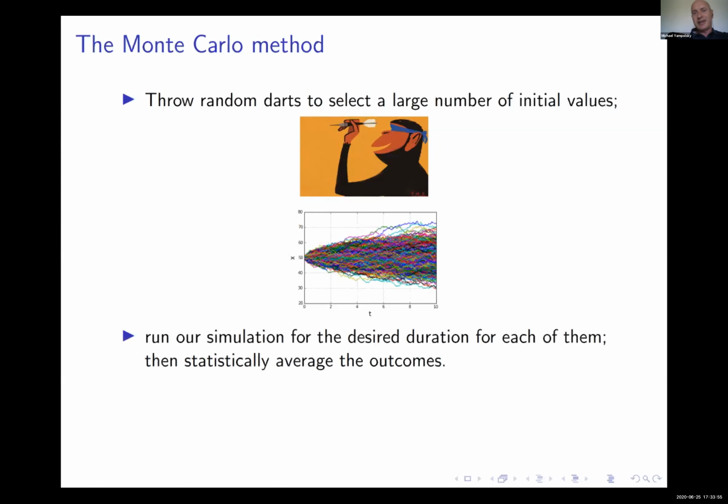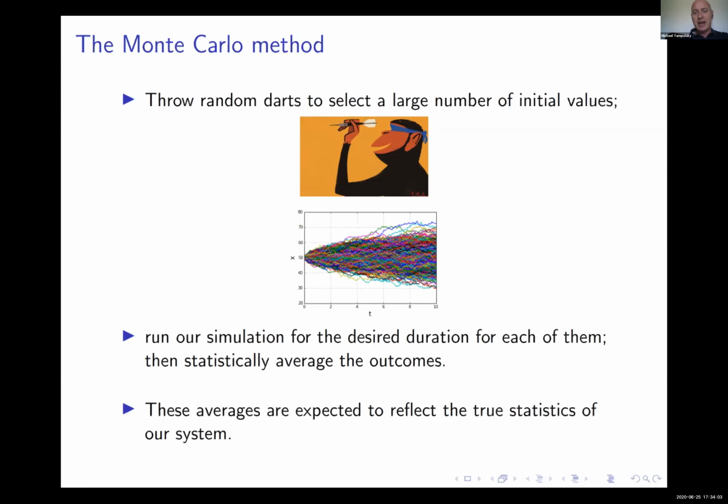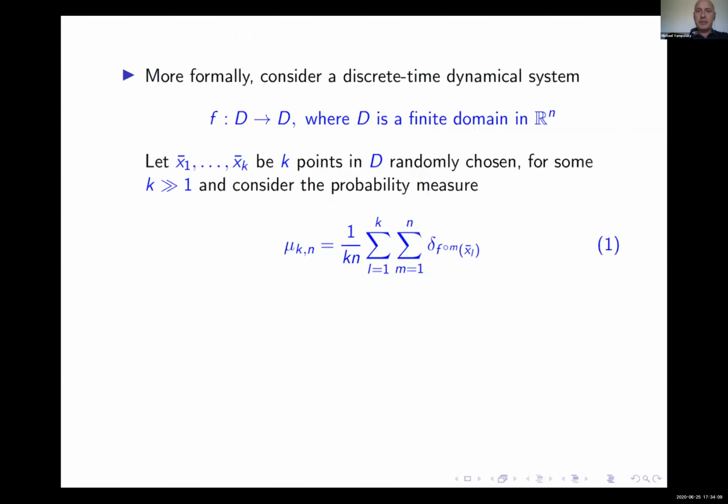So that's why your weather forecast could give you a 40% chance of rain. That's a result of Monte Carlo simulation. And if you want to be a bit more precise, then you would do something like this.